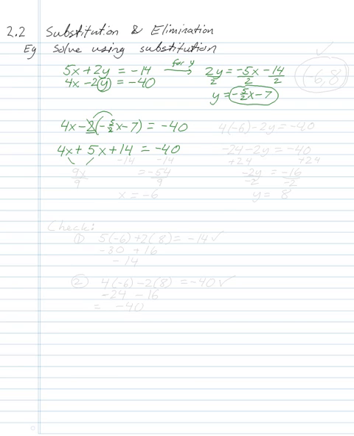And if we combine some like terms, I have 9x. And if I subtract 14 to the other side, I see that this is equal to negative 54. So my new equation says 9x equals negative 54. If I divide both sides by 9, I see that x is equal to negative 6. So our solution point is halfway done. We think the x-coordinate is negative 6. All that remains is to find the y-coordinate.